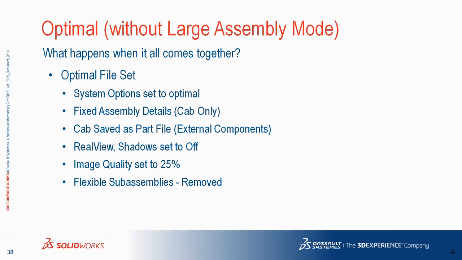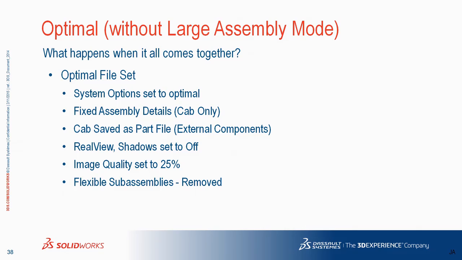All right. So what we want to do is look at a couple of optimals. Optimal without large assembly mode. So, we changed all these different settings that we had out here, and we want to see, what is the optimal. And we did with and without large assembly mode just because large assembly mode does have such a big impact. So for our optimal file set, we changed all of our system options to optimal.